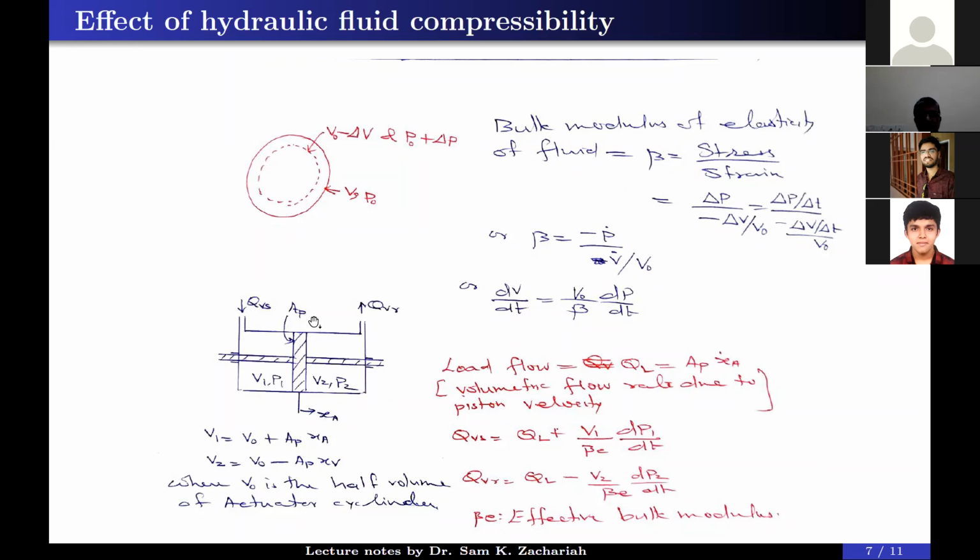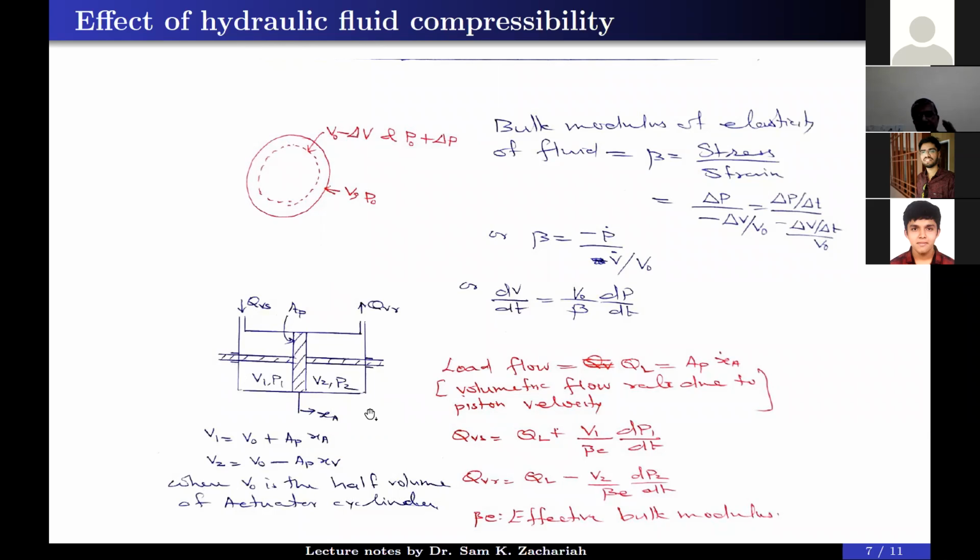Okay. Now we are considering the actuator chamber. V1, P1, V2, P2, and XA is nothing but the relative movement of the piston head with respect to the actuator chamber. So V1, you can say, is equal to V naught plus AP into XA. When XA is equal to 0, the piston is exactly in the middle, so V1 is equal to V naught then. And the return chamber volume V2 is equal to V naught minus AP into XA. V naught is called the half volume of the actuator cylinder. That is, the total volume is 2 V naught. Here V naught, V naught.